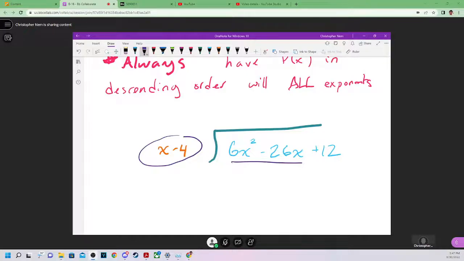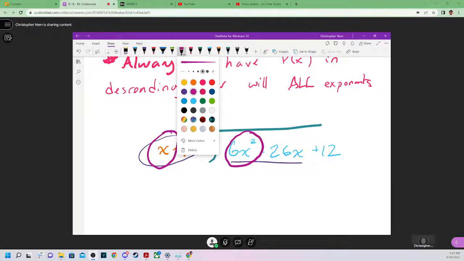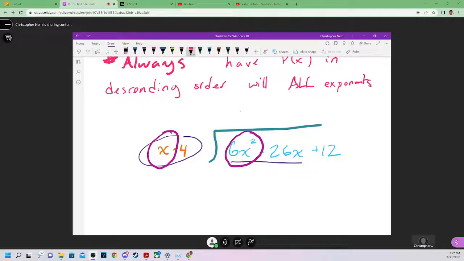So what you're going to do is you're going to get the highest degree right here. It's x. And you're going to divide it by the highest degree term. Boom. So you need to divide the highest term by the highest term first. All right. So 6x squared divided by x. Well, that's just 6x.